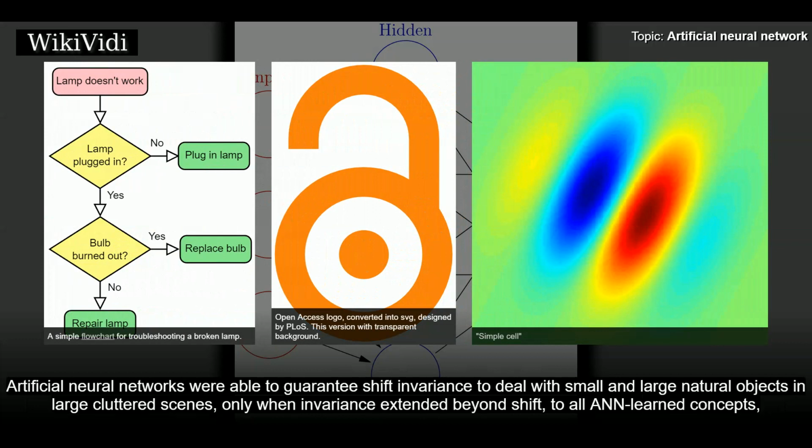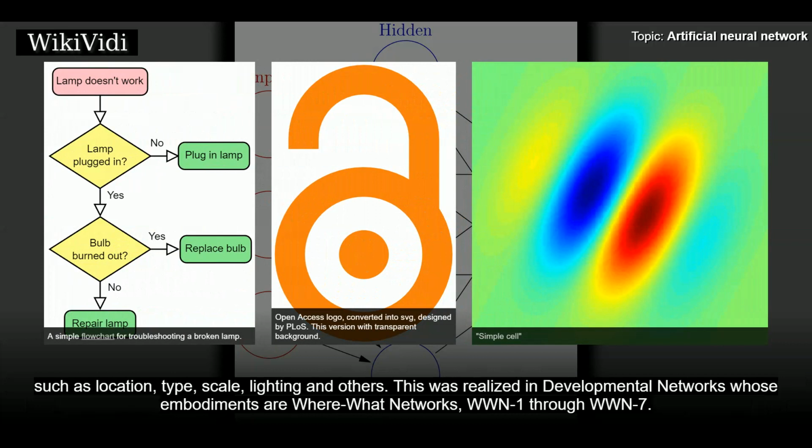Artificial neural networks were able to guarantee shift invariance to deal with small and large natural objects in large cluttered scenes, only when invariance extended beyond shift to all ANN learned concepts, such as location, type, scale, lighting, and others. This was realized in developmental networks whose embodiments are Where-What Networks, WWN-1 through WWN-7.